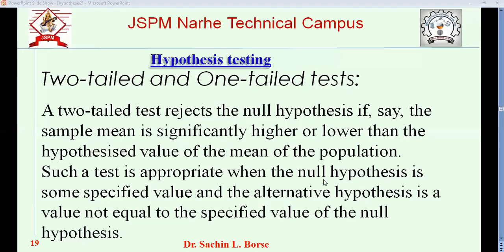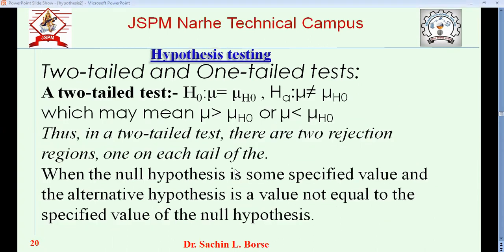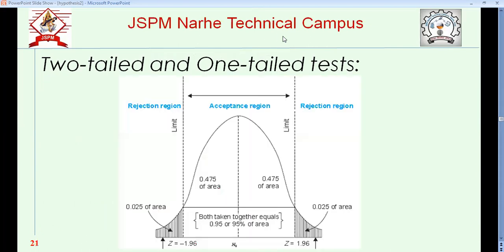And one tail test. Okay, so we saw that in a two tail test there are two alternative hypotheses. One is on the left tail and the second is on the right tail. Okay, so we will see the curve. So either when the alternative hypothesis is on the left tail or on the right tail. Okay, I will just show you the diagram.